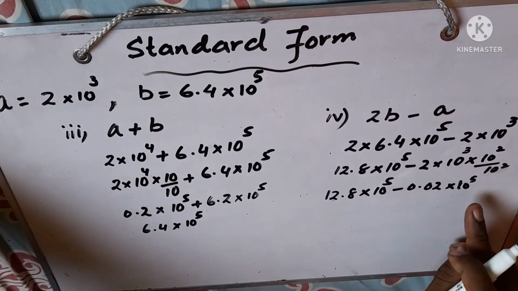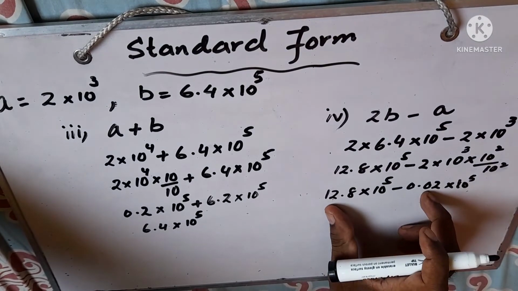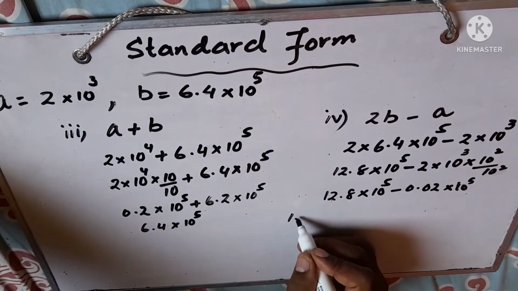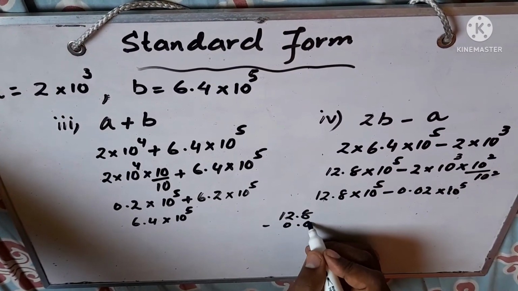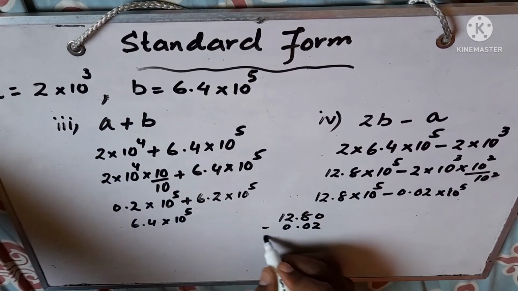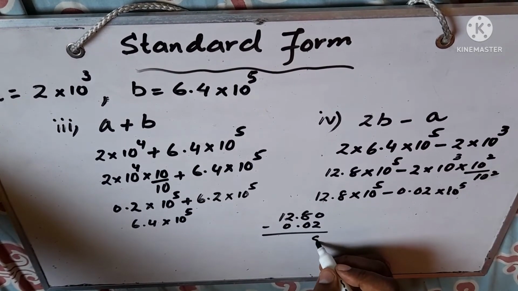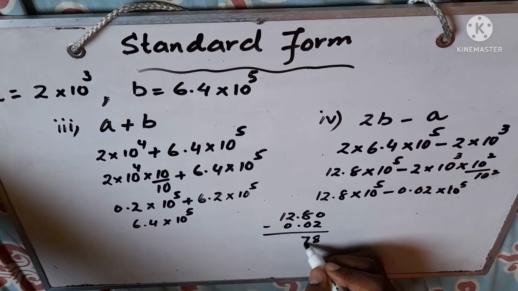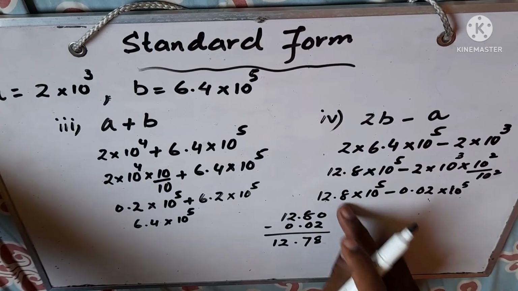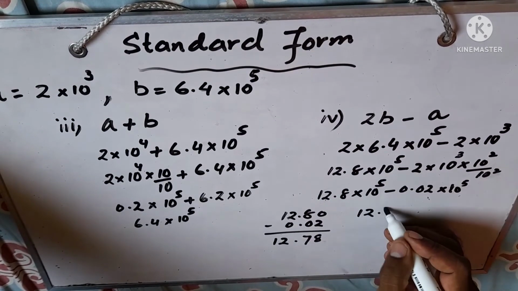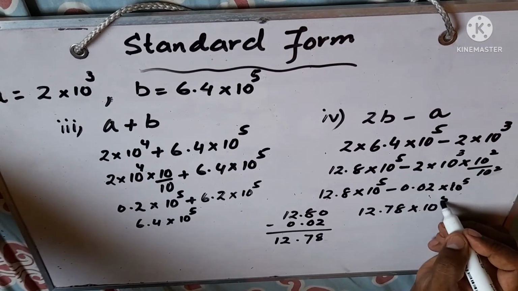Okay, now I can see that both powers are the same. Now I can subtract this. So 12.8 minus 0.02. Then I can see that if I borrow 1, 10 minus 2 will give me 8. 7 minus 0 will remain 7, and 12 I will copy as it is. So when I subtract this from this, it will give me 12.78 into 10 to the power 5.